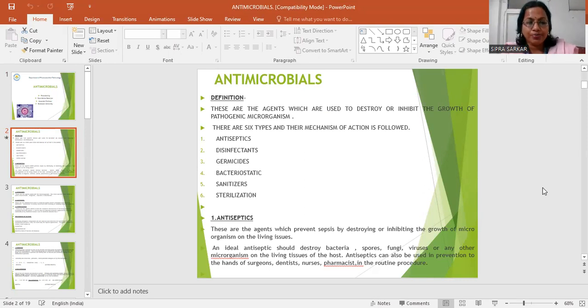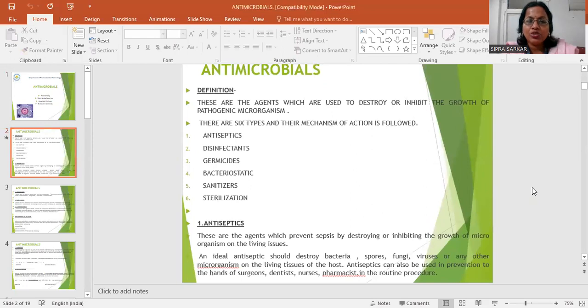So how do they work? First, coming to the antiseptics: these are the agents which prevent sepsis by destroying or inhibiting the growth of microorganisms in living tissues. That means the growth will be inhibited, and as a result the microbes will be killed. They work on living tissues, like the antiseptic we use on the hands for killing infectious bacteria.